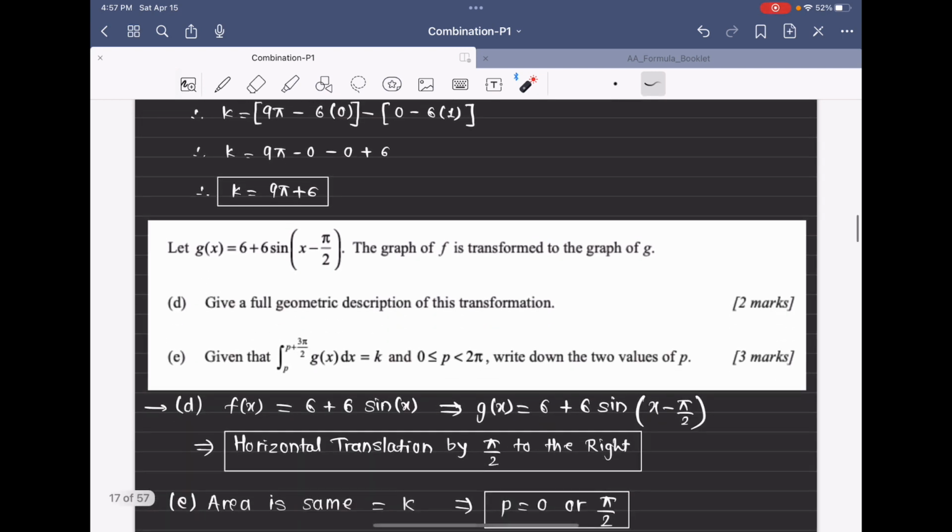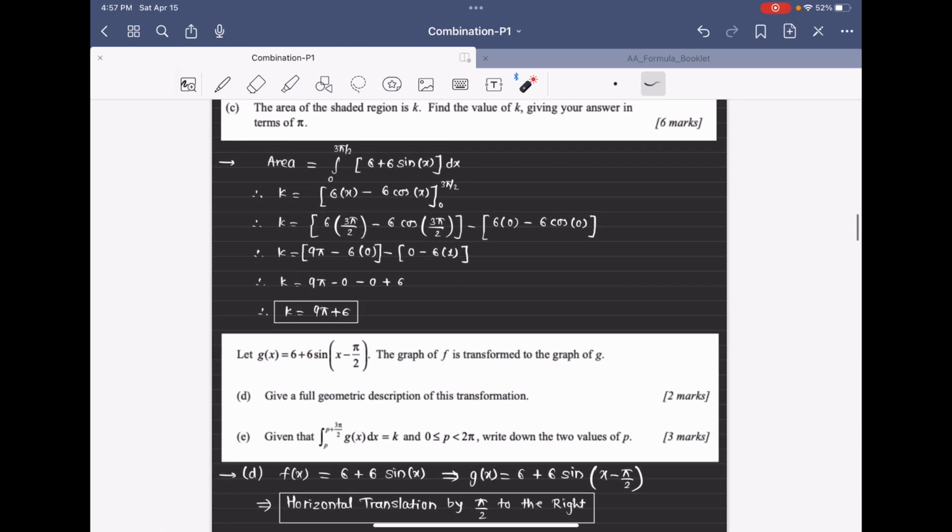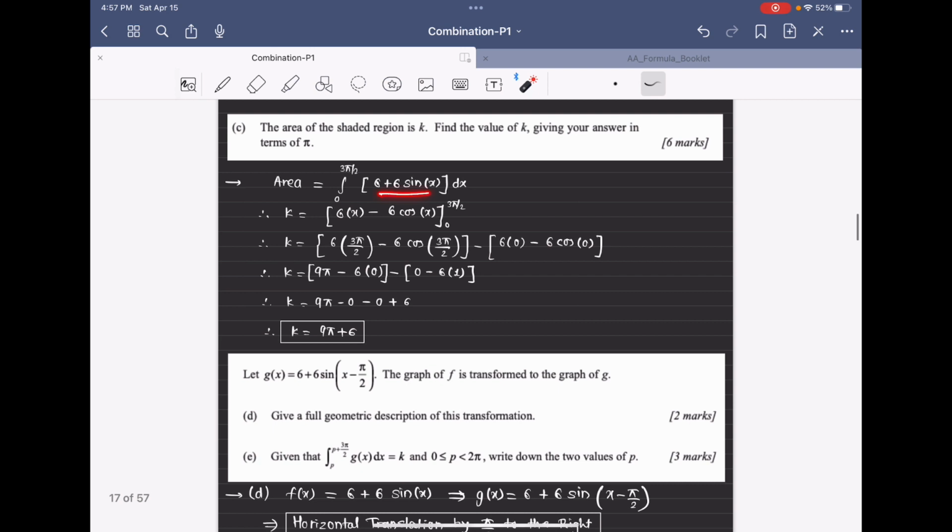Last part. Let g of x is equal to 6 plus 6 sin of x minus pi by 2. The graph of f is transformed to the graph of g. Now, how do you compare this graph of f with the graph of g? This is your graph of f equation, 6 plus 6 sin x. Now you have 6 plus 6 sin, but x is not x, it is x minus pi by 2.